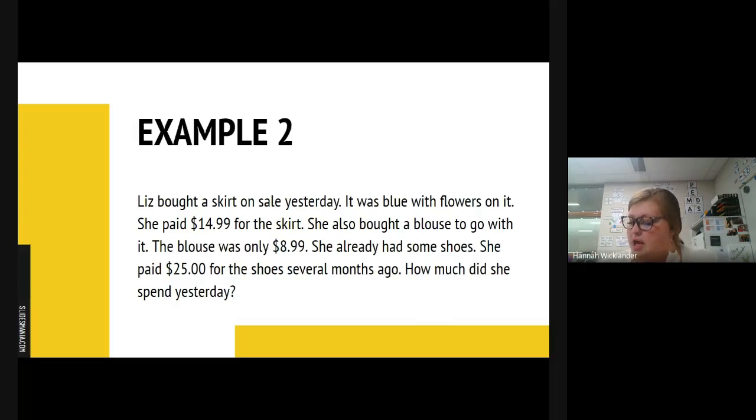You only need to know how much these two items cost. The other information about the shoes isn't relevant to this story problem. It's not needed. It's just extra information they're putting in there. So you only need to know the price of the skirt and the price of the blouse. So does this make sense to everyone?